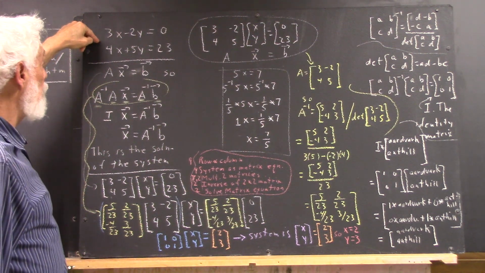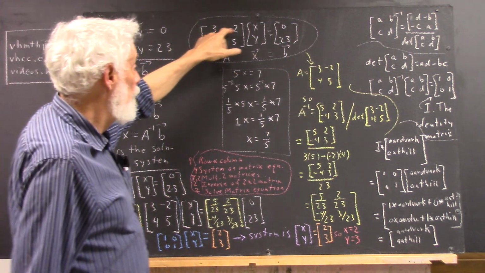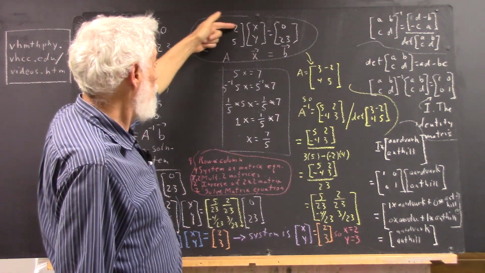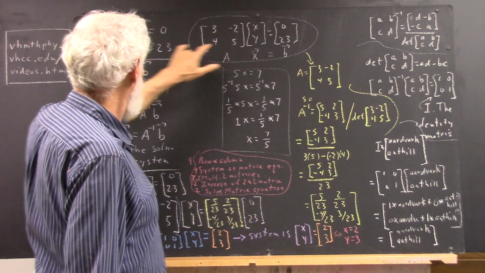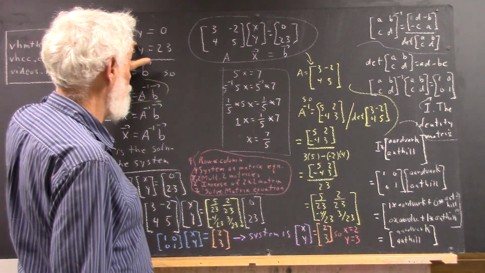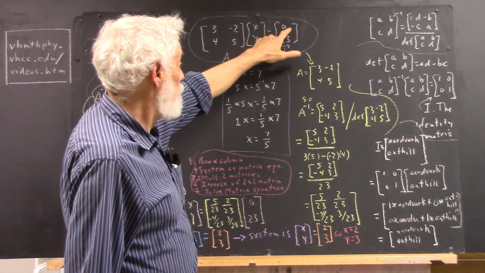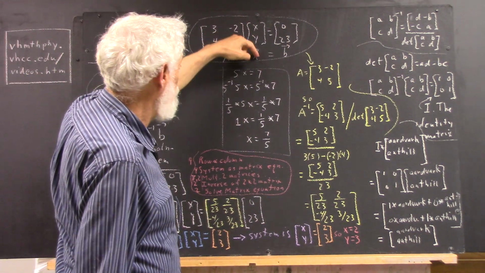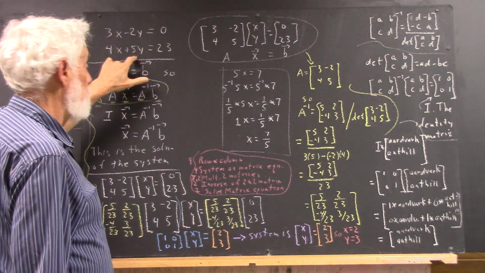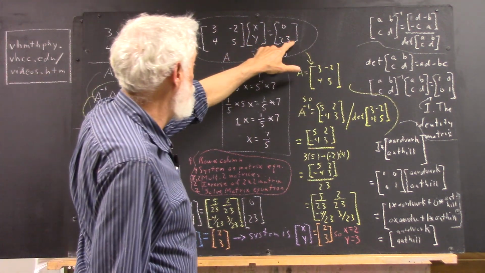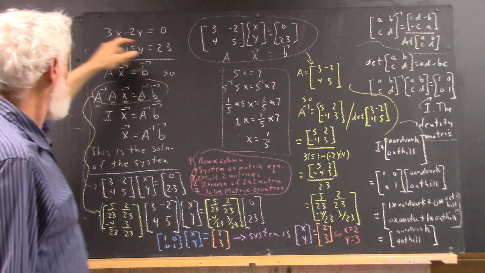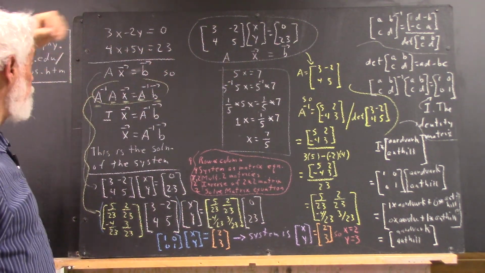We can write this system this way, and we've seen how this works. If I multiply this row by this column, I get 3x minus 2y, and that will be equal to 0. If I multiply this row by this column, I get 4x plus 5y, and that has to be equal to 23. So this completely represents the system of equations.